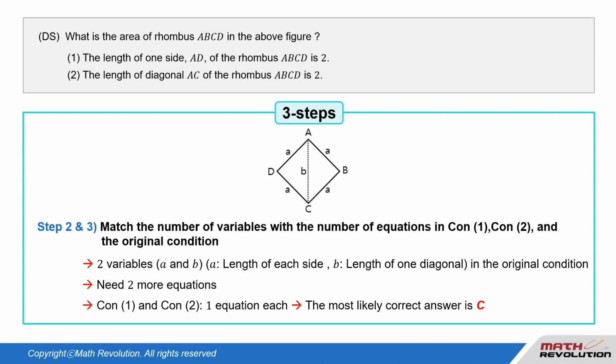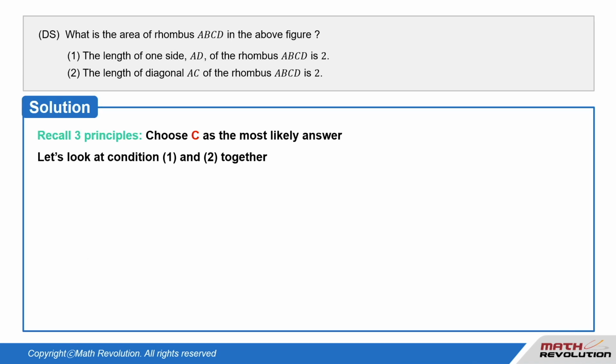This question seems very complicated, but the answer is C because a rhombus has 2 variables. Recall 3 principles and choose C as the most likely answer. Let's take a look at conditions 1 and 2 together.